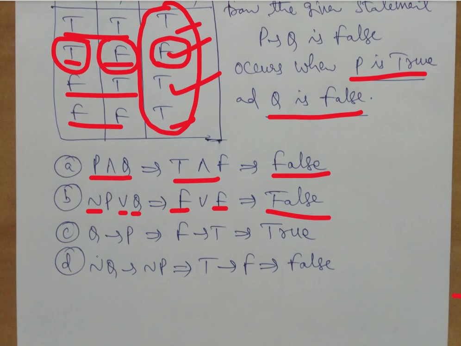Next, Q implies P. That's what I was telling. Q implies P. What is Q? F. What is P? T. So F implies T is true. So the value is true. Negation Q, negation P. So Q is false, negation Q is T. P is true, negation P is false. T implies F, so the implication is false. So that's what it is.